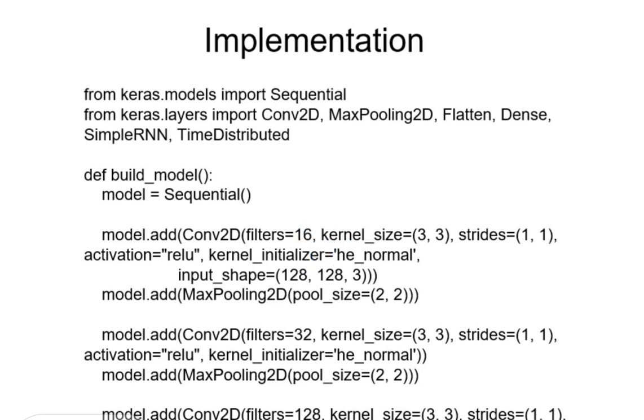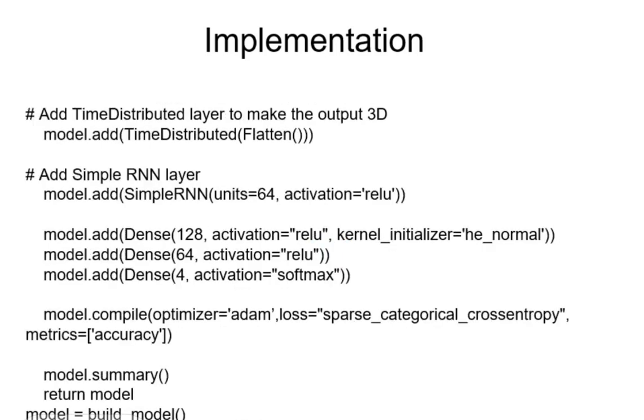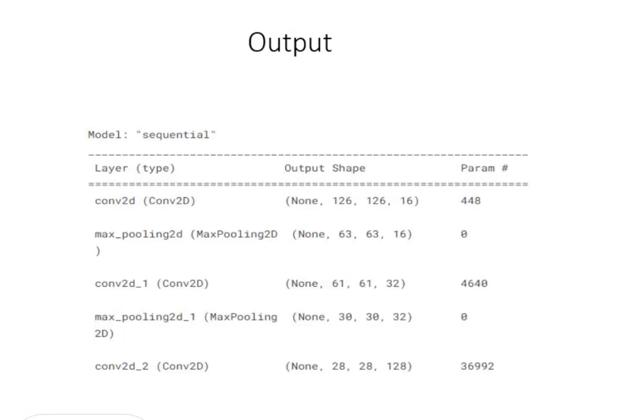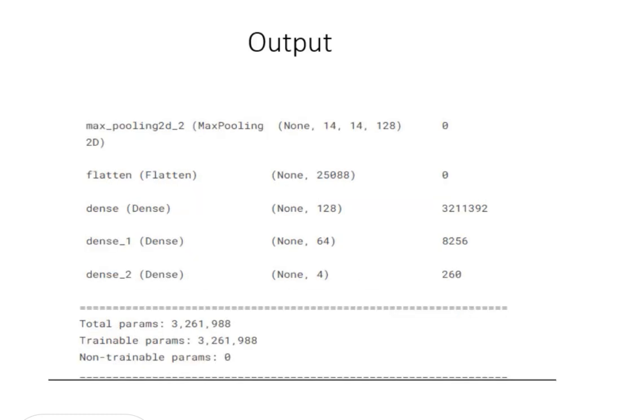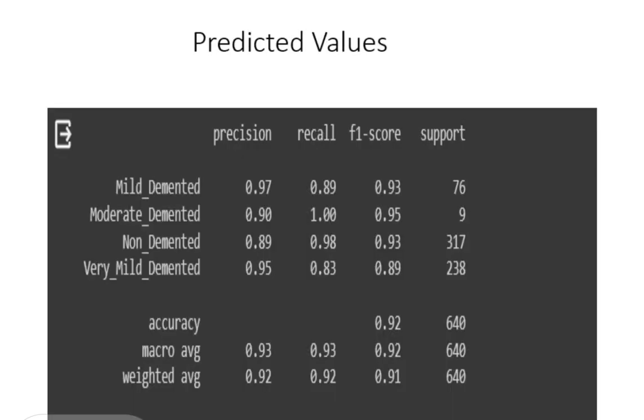Implementation. Time distributed. Model equals Conv2D, filters equals 128, activation, kernel size, initializer equals normal. Conv2D, kernel initializer equals 2, 2. Add simple RNN layer, model.add, initializer equals, model.add, sparse categorical, summary. Predicted values.